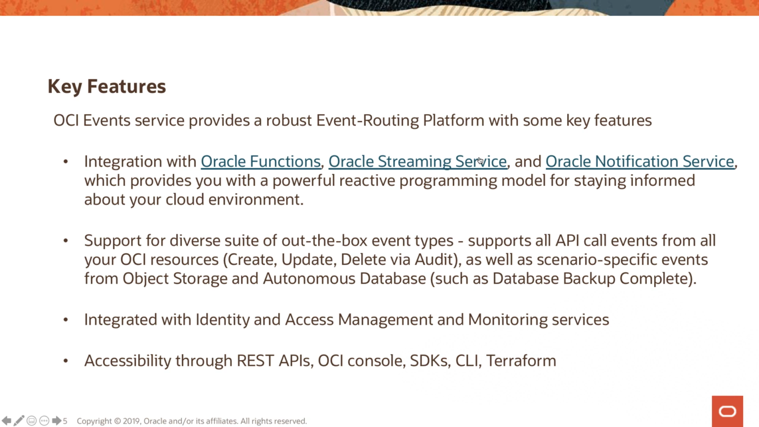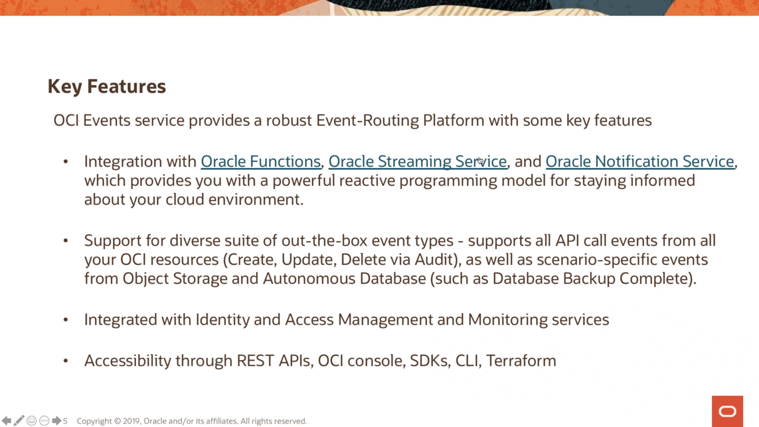Let's look at some of the key features of the OCI event service. It enables integration with three different OCI services right now. These services are Oracle Function Service, which is functions as a service, lets you set up serverless kind of architectures. It integrates with the Oracle streaming service, lets you set up event streaming kind of architecture patterns, and also custom integrations and to send certain events data for analytics, etc.